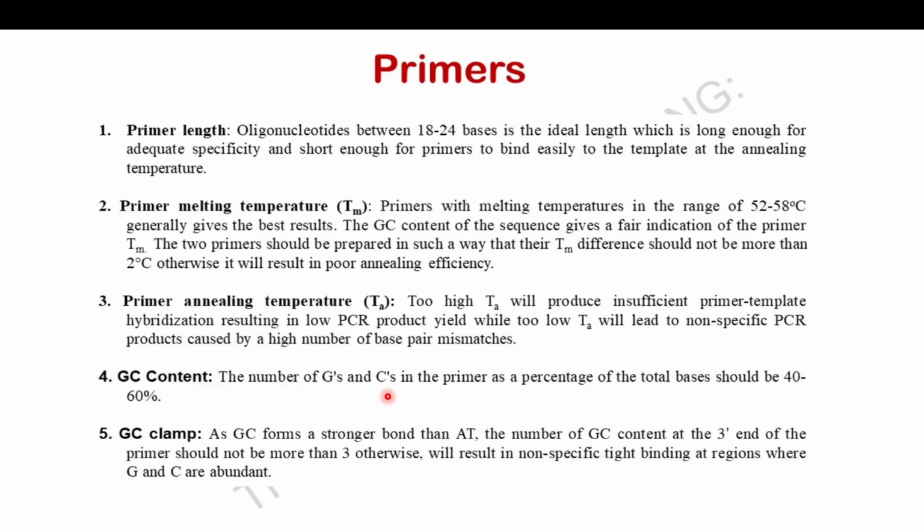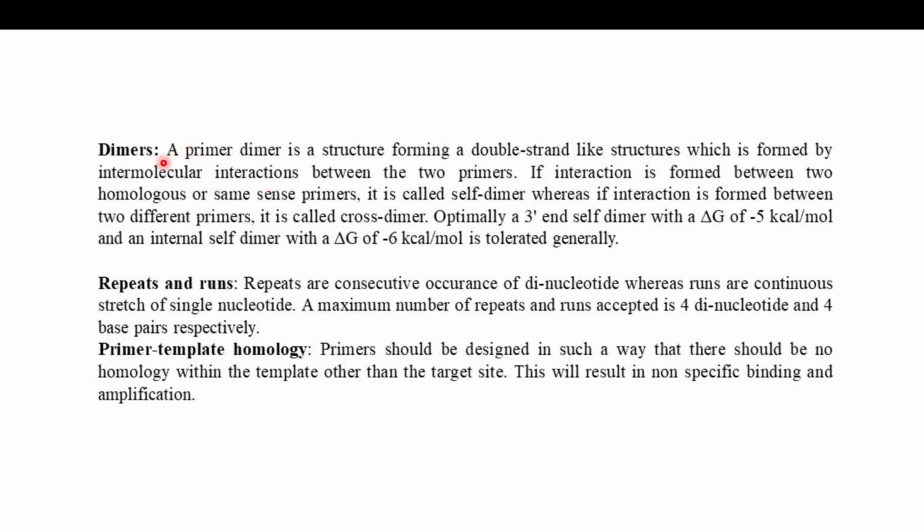The number of G and C residues in the primer, as a percentage of the total bases, should be between 40 to 60%. And when we talk about the GC clamp, because GC has 3 hydrogen bonds, AT has 2 hydrogen bonds, right? So as GC forms a stronger bond than AT, the number of GC bases at the 3' end of the primer should not be more than 3. Otherwise, it will result in non-specific tight binding at regions where G and C residues are abundant. Dimers I talked about.